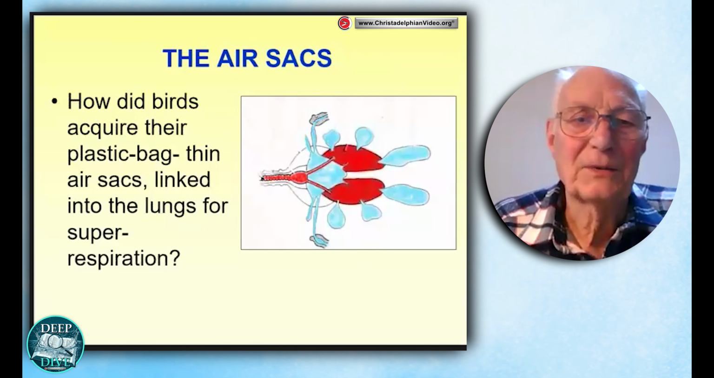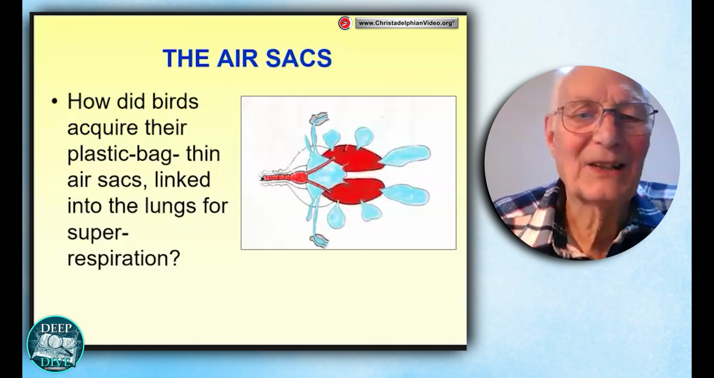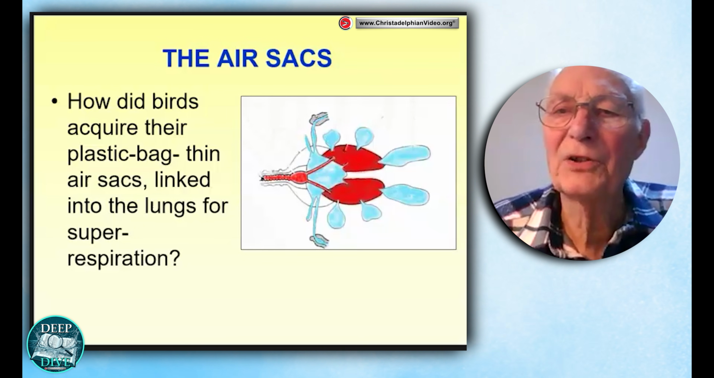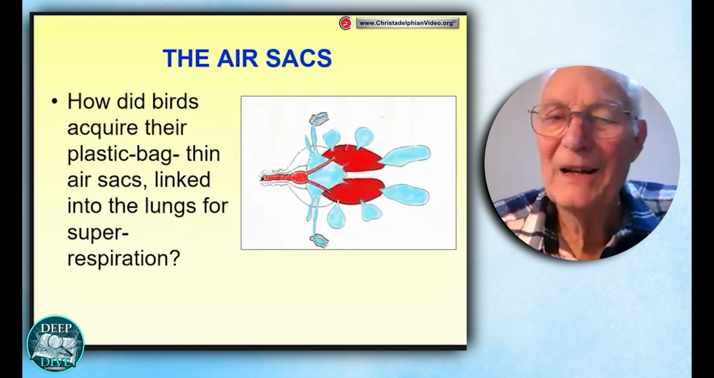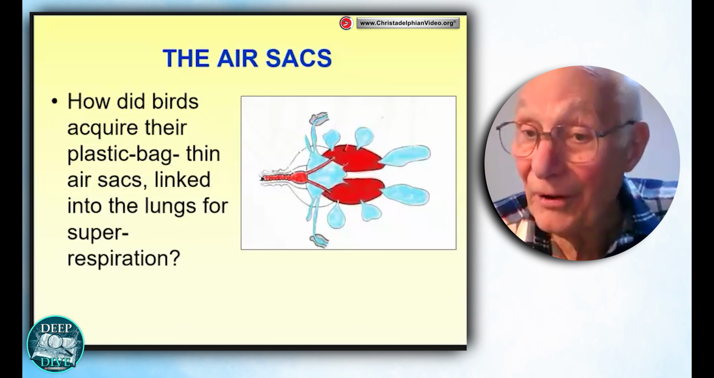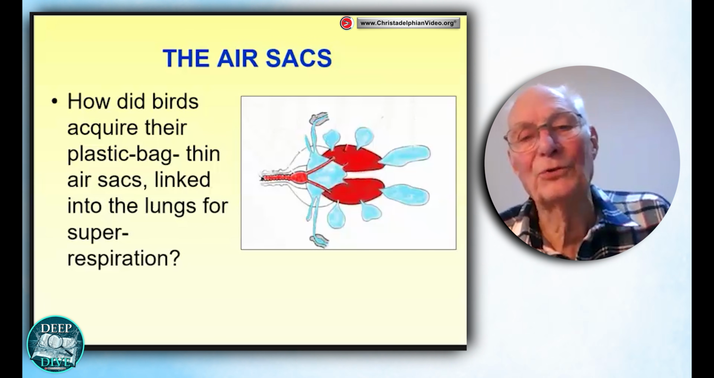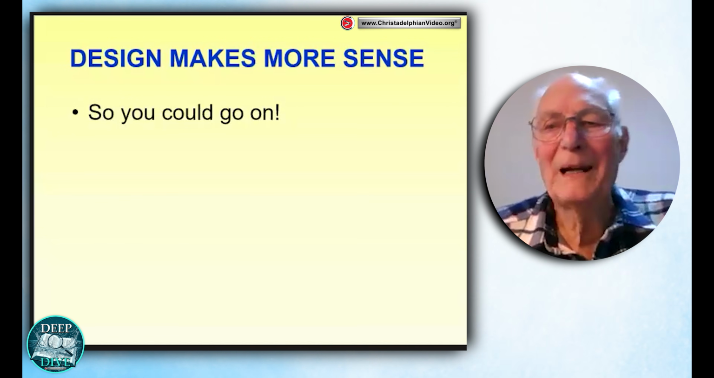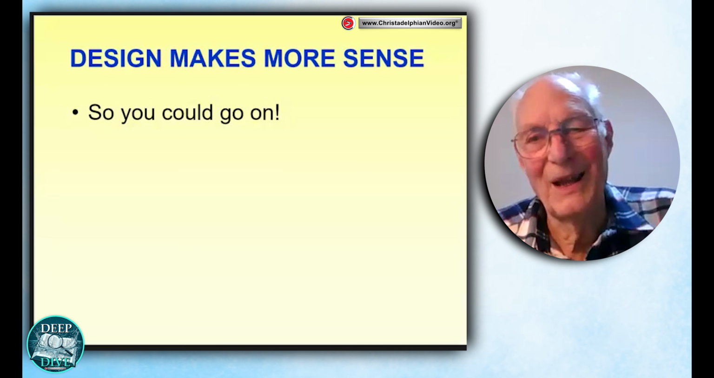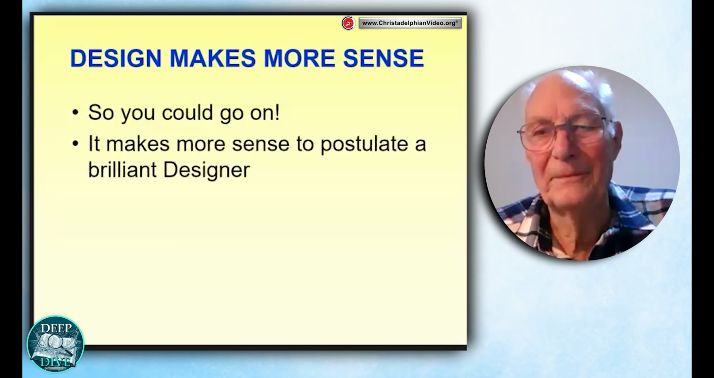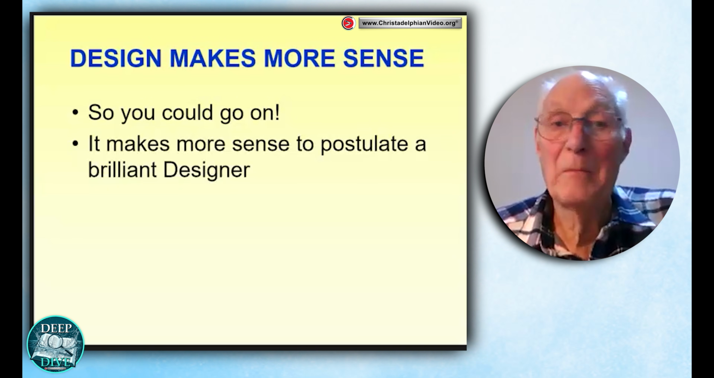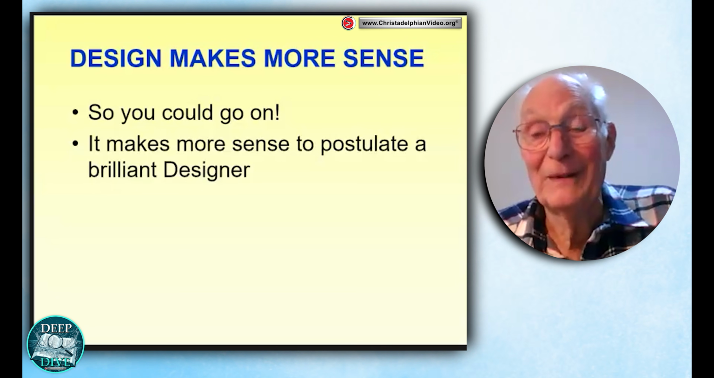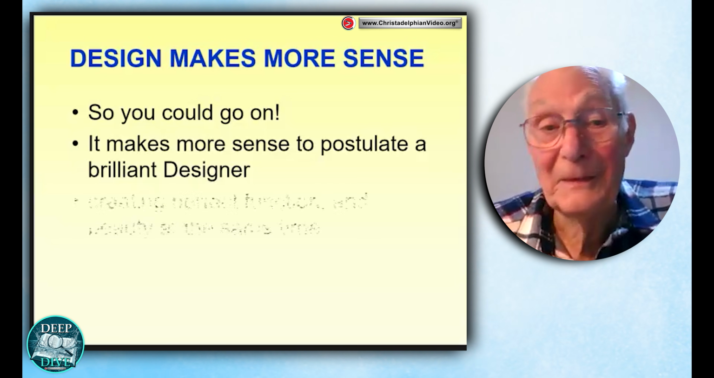What about those air sacs, those plastic bag air sacs, which give super respiration? How could they arise? And why did they only arise in birds and not in men or animals like us? So you could go on. I think it makes more sense, actually. It makes more sense to postulate a brilliant designer who was able to create perfect function and beauty at the same time.